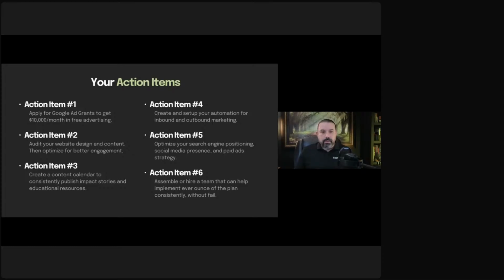Okay, action item number 4: create and set up your automation for inbound and outbound marketing. So don't count on when you have the time. Make sure that you are in a system that allows you to automate your inbound and outbound marketing. When something happens at your website, when somebody subscribes to something, there's something that happens automatically. Make sure that you're timing your outbound marketing and setting that up ahead of time, right?